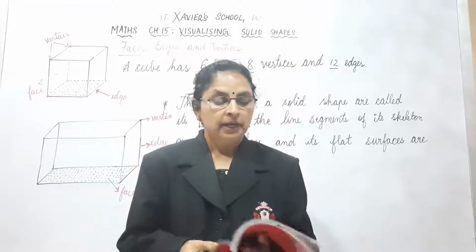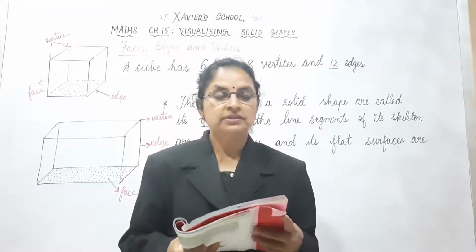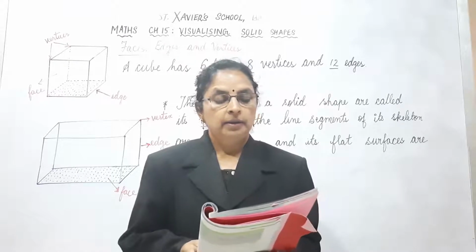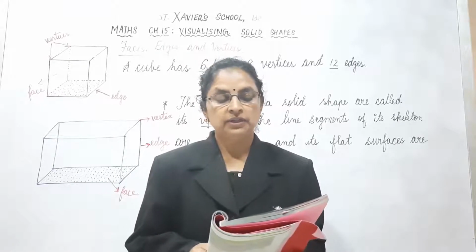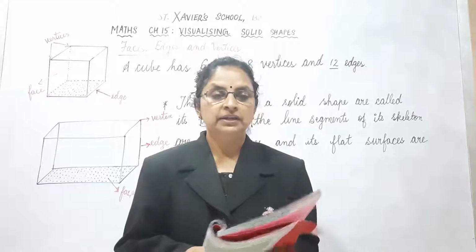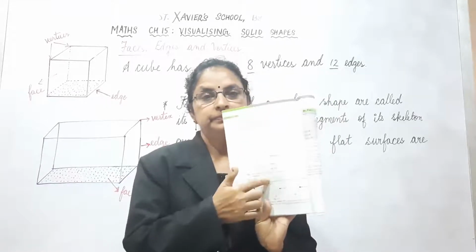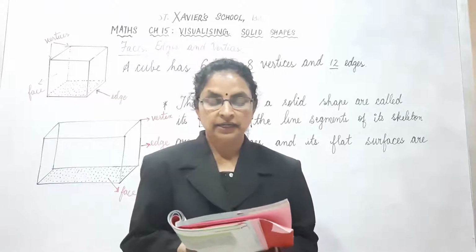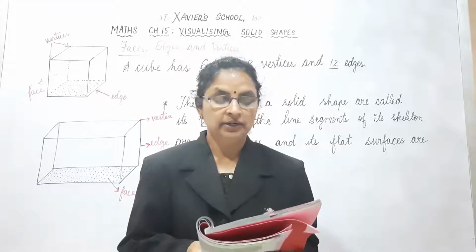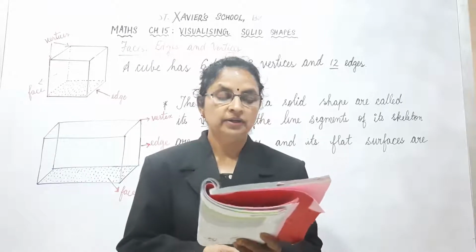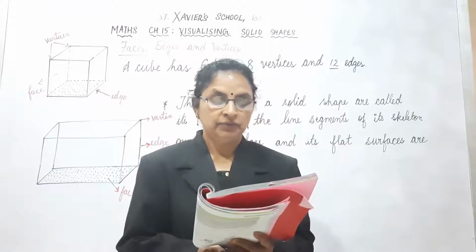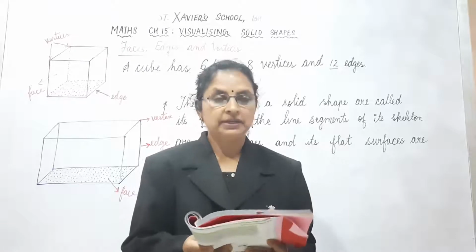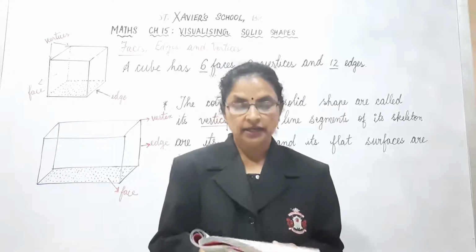Okay. Now take page number 278. Match the two-dimensional figures with the names. First one is a rectangle. Second one is circle. Third one triangle. Fourth one square. And fifth one is quadrilateral. Clear, no? Now let us learn about faces, edges and vertices.